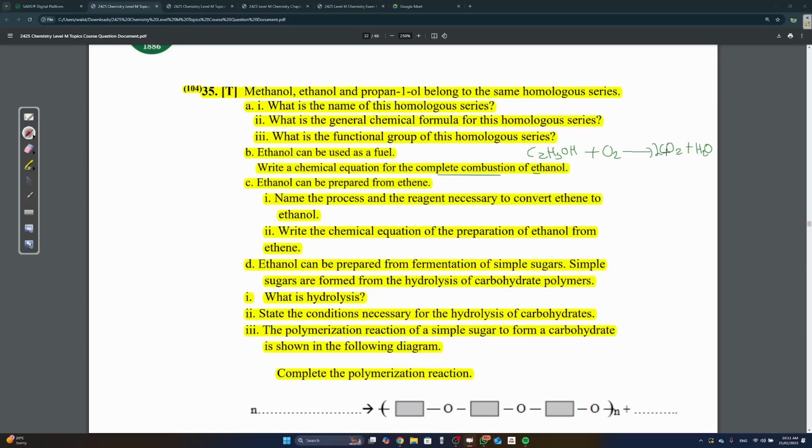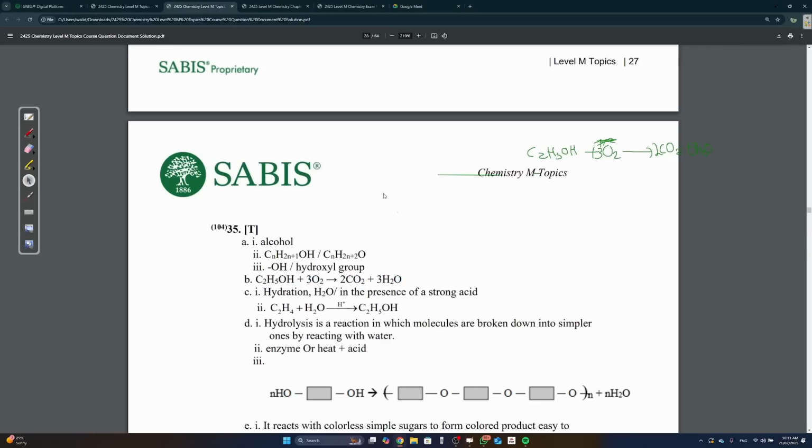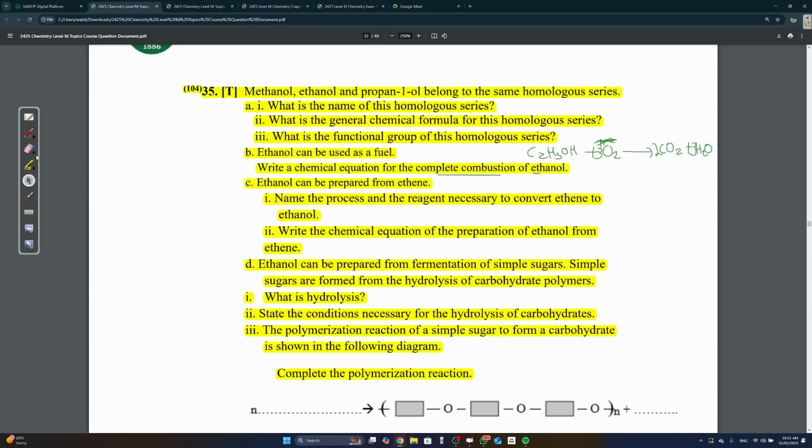You're going to get 2 CO2 here, and 3 H2O, so 6 hydrogens here. This is 4 plus 3, 7, over 2. You have 1 here, so you put 7 minus 1, 6, and you need 6. So 3 times 2 gets you 6. It's just balancing. Yeah, okay.